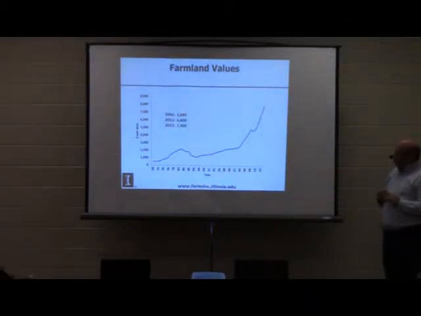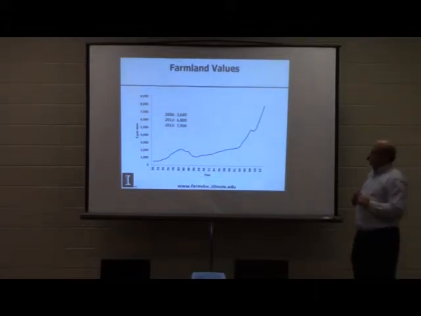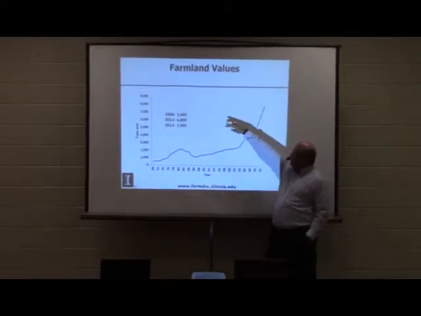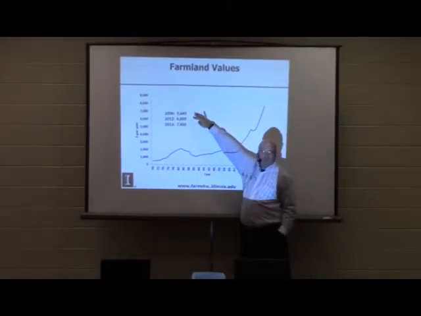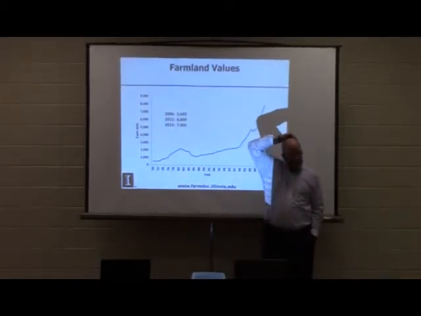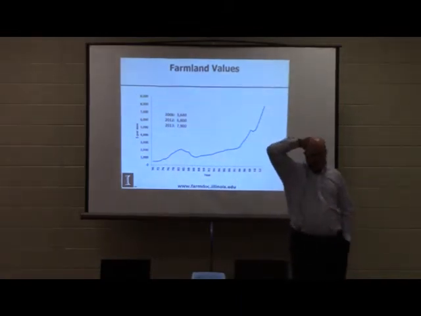Here's Illinois prices. This is the average across the state. You can see what prices have done. Across the state, we've had an average of 3,640. In 2013, we were at 7,900. So it's gone up a lot.